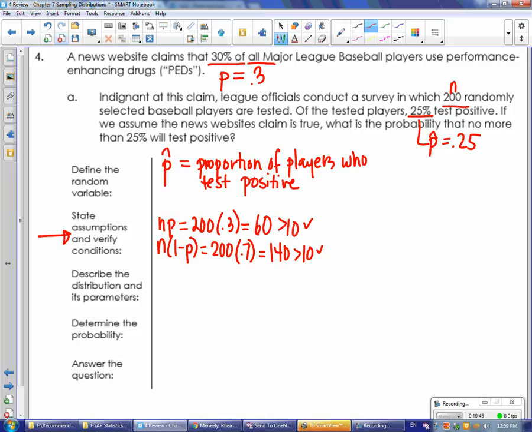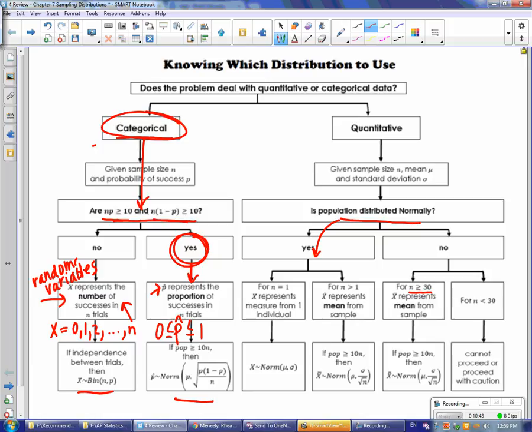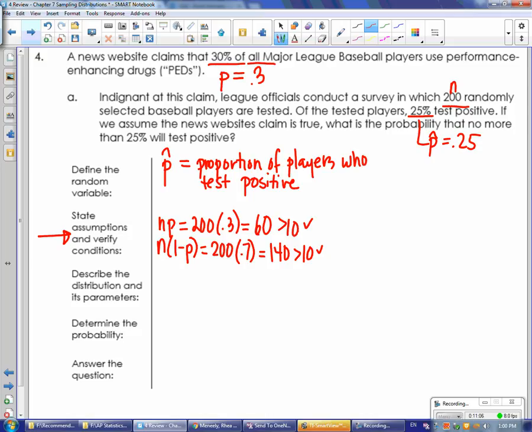I'm going to go back to my flow chart to see what I do next. So once I've defined my variable, I also need to state my distribution. There's another condition that needs to be met if I'm going to be using a normal distribution, and that tells me that my population must be greater than 10n because I'm sampling from this population without replacement. This condition is required anytime I'm using the standard deviation formula. So that's the other thing I want to state.